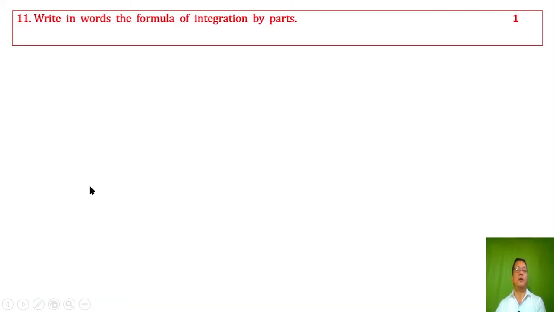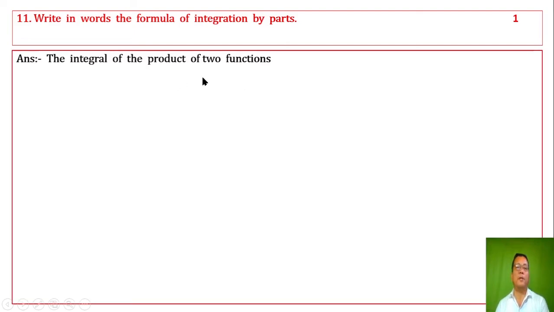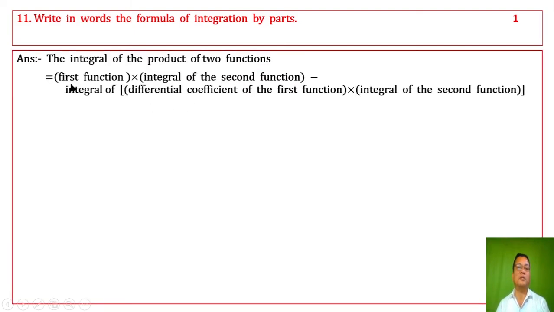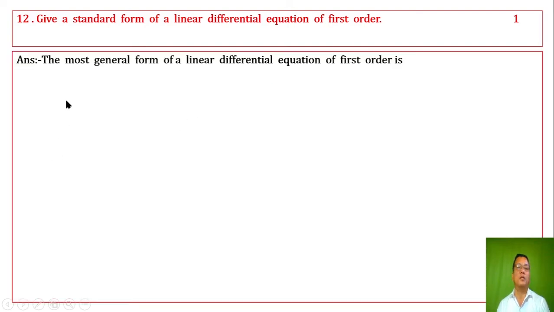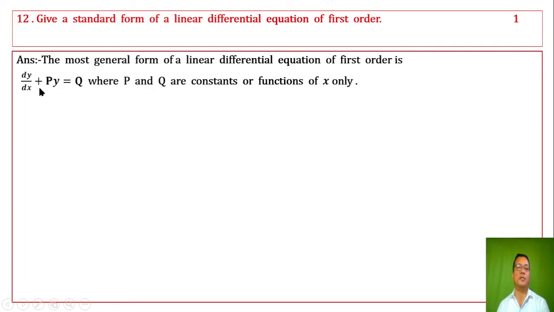Question number 11. Write in words the formula of integration by parts. The integral of the product of two functions is first function unchanged into integral of the second function minus integral of product of differential coefficient of the first function and integral of the second function. Give a standard form of a linear differential equation of first order. The most general form of a linear differential equation of first order is dy by dx plus p of y equal to q, where p and q are constants or functions of x only.